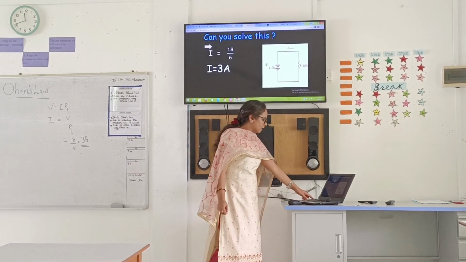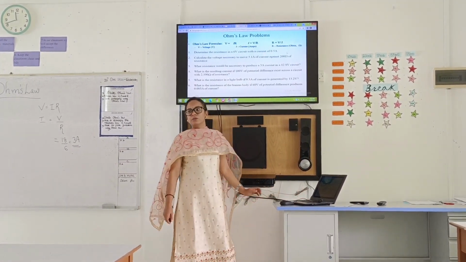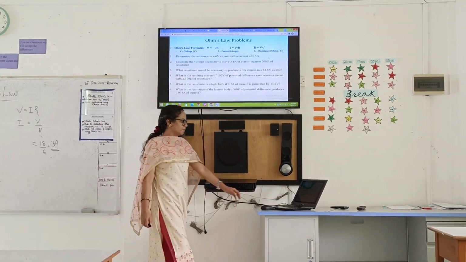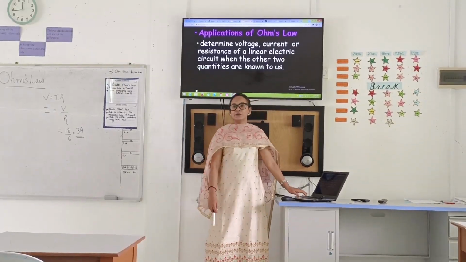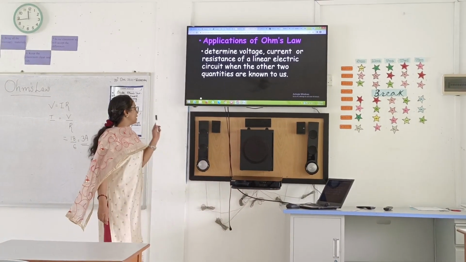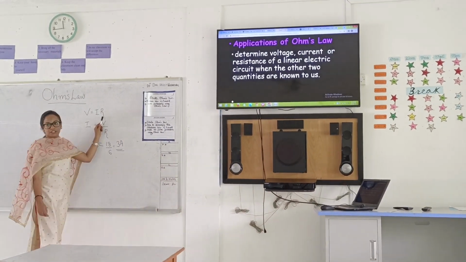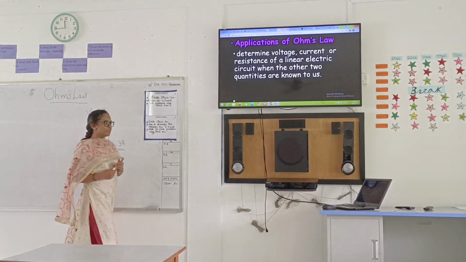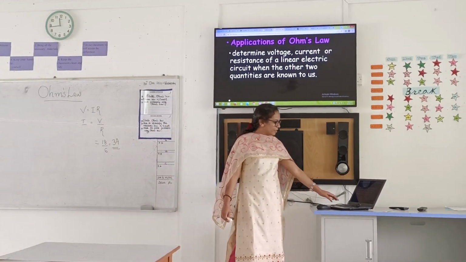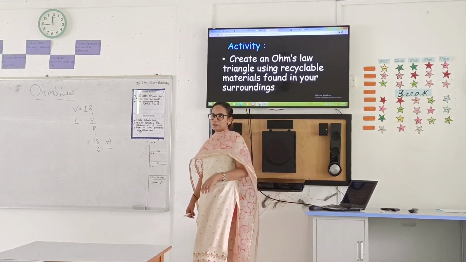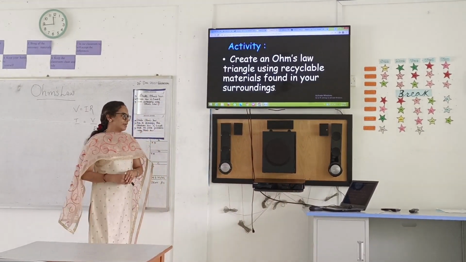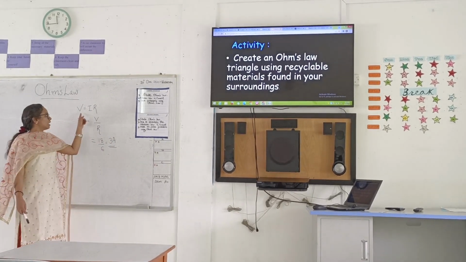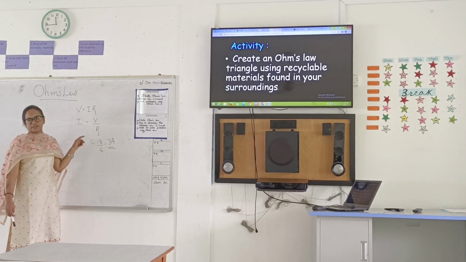And you can try these questions also. So you will be thorough using Ohm's law for solving the problems. Okay. So we can use Ohm's law to determine either voltage or current or resistance if any two quantities are given in the circuit. So that is the application of Ohm's law. Next you have an activity so that you should be more familiar in using Ohm's law and the three equations.